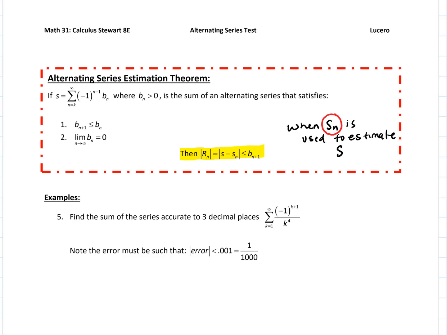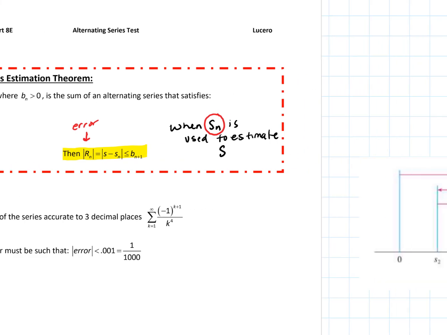if we use 10 terms to estimate the actual sum, then the remainder or the error, remember that R sub n represents the error in an estimation, which is just the difference between the actual sum and the estimation S sub n, will be less than or equal to the very next term in the series. So if we added up 10 terms to estimate the actual sum of a converging series, then the error is going to be less than whatever the size of the 11th term is.